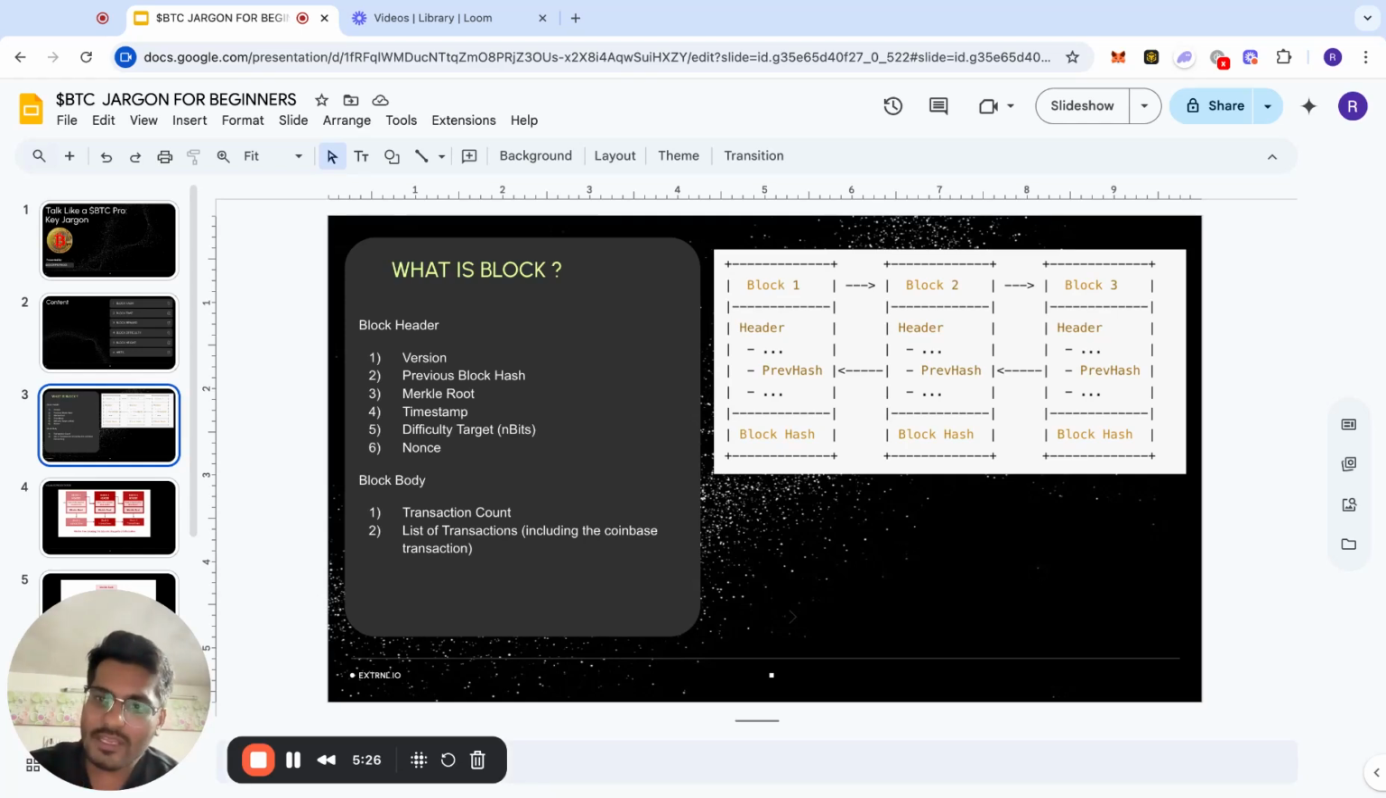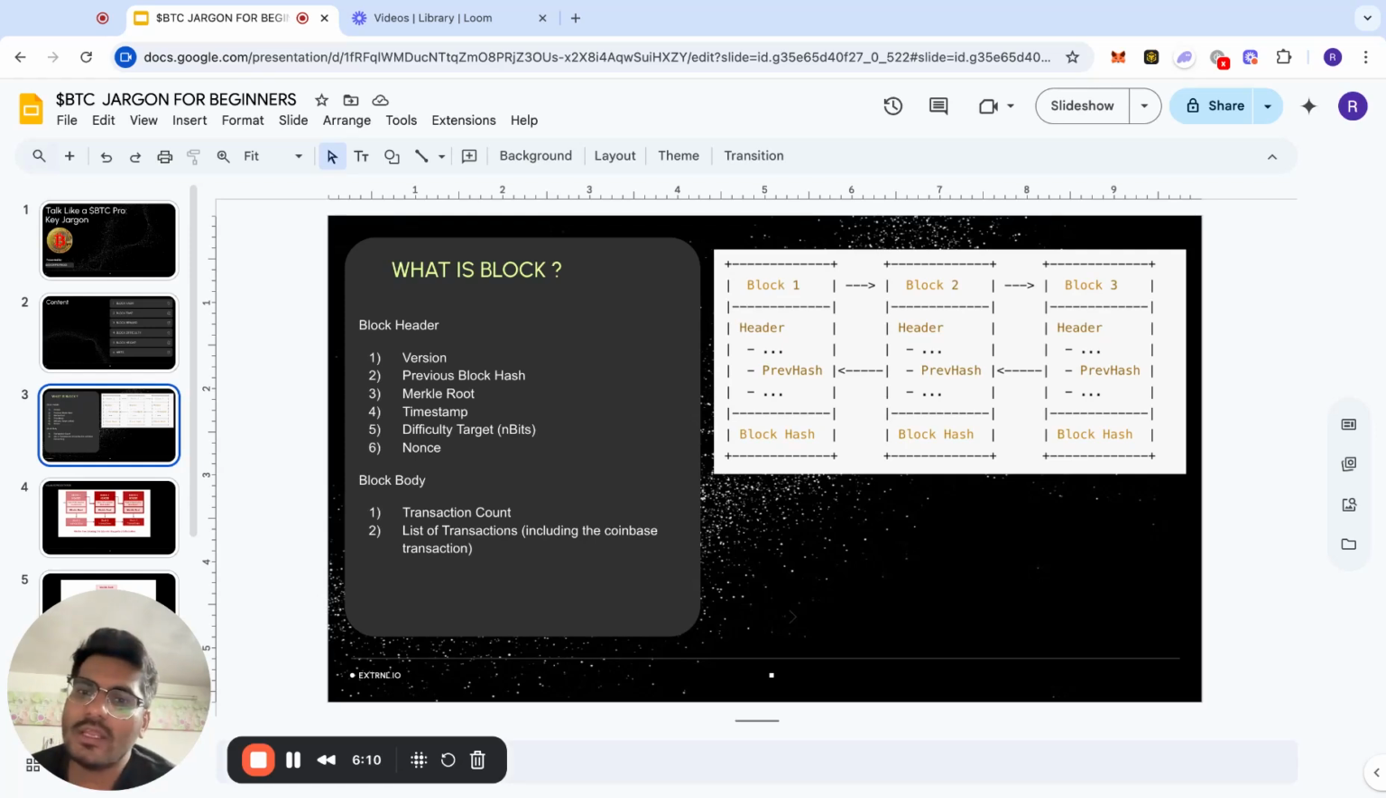So on average, the difficulty level is set in such a way that it should take close to 10 minutes. It can be up and down, but the average time is always estimated to be 10 minutes. Does this difficulty target remain the same? No, it changes roughly after every 2 weeks. I think it is after every 2016 blocks that this difficulty target gets updated. So it is all inbuilt.